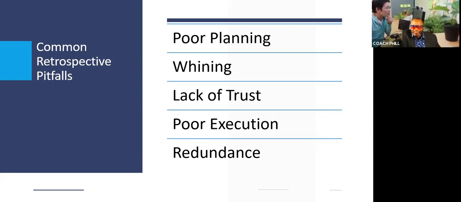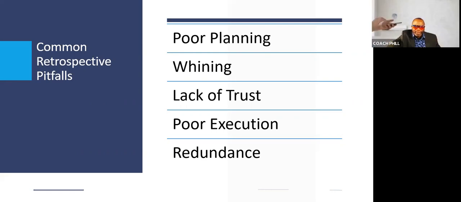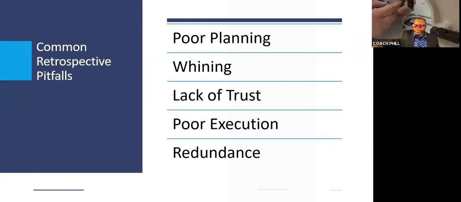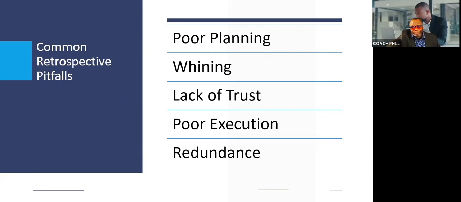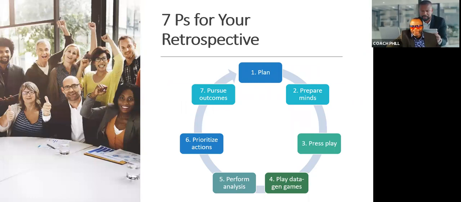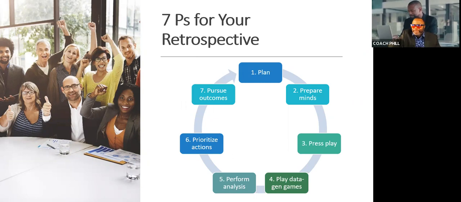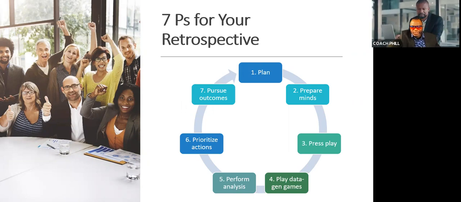You could find people coming up with the same thing, retrospective after retrospective. That is a signal that it's becoming a waste of time, just an empty ritual, as the Agile Alliance puts it. You don't want your retrospective to become an empty ritual. So these steps, if well practiced, will help you prevent that from happening, or definitely reduce it from occurring. All right, so plan, prepare, press play, play data-gen games, perform analysis, prioritize actions, and pursue outcomes.